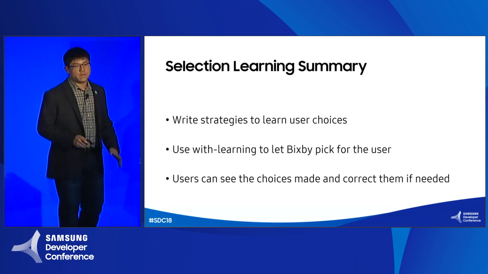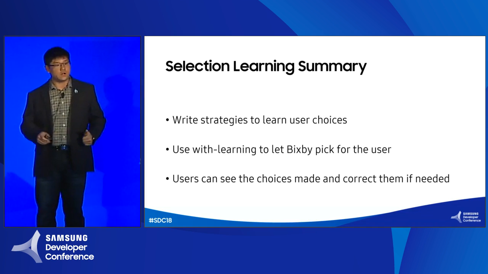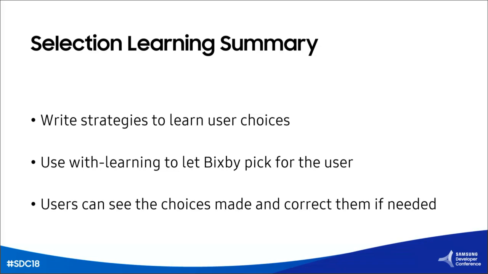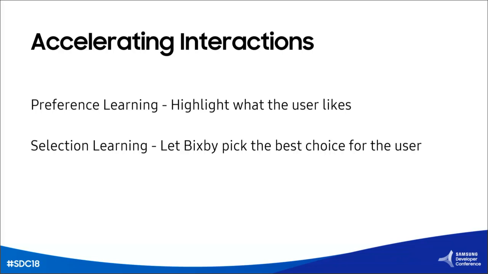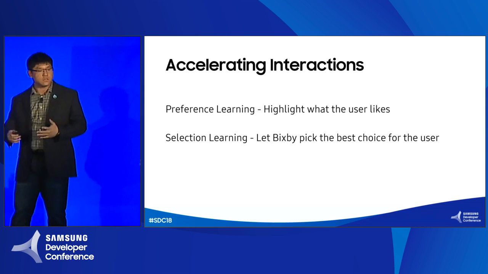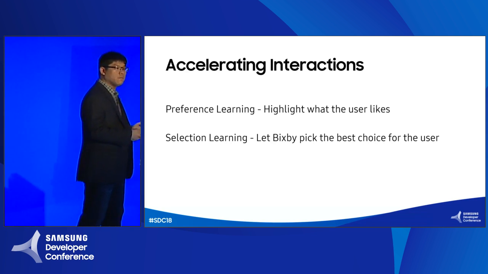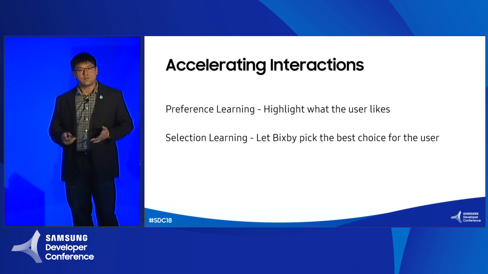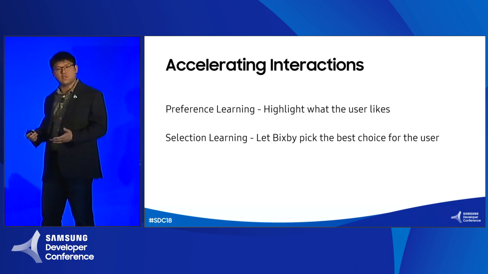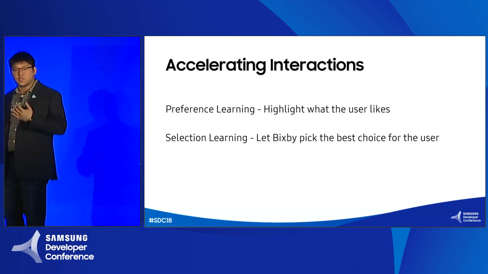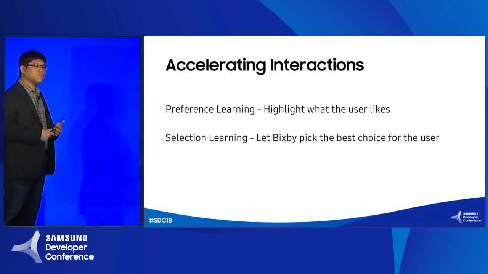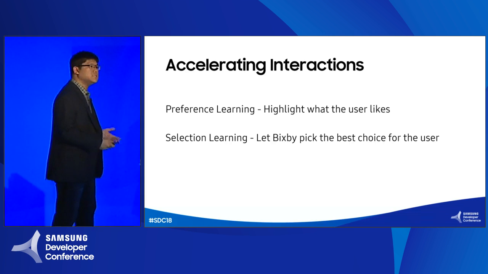A quick summary: we write strategies to learn user choices, use selection learning to let Bixby pick for the user, and users can see the choices made and correct them if needed. That's selection learning. And with preference learning, highlighting what the user likes when they're just browsing, and selection learning, making choices for the user intelligently, we can accelerate user interactions. It means that each time they come back, the capsule knows them better and keeps them moving quicker and lets them get things done faster.